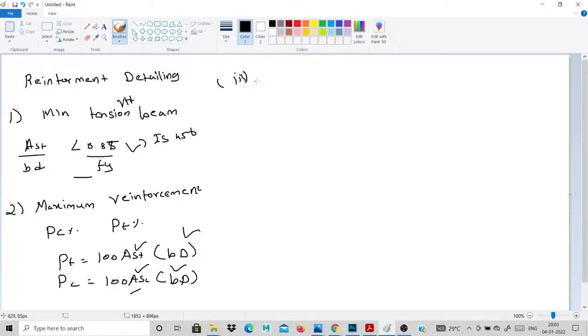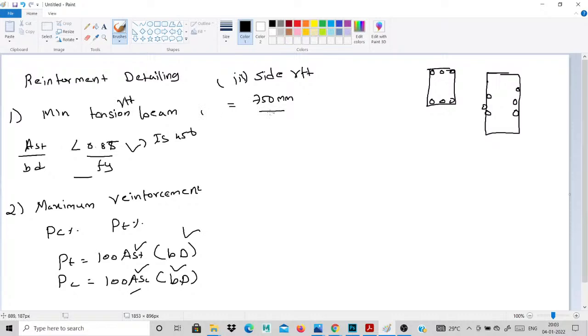The next one is the side reinforcement for your beam. Sometimes you go for single or double reinforcement, where you provide the top and bottom reinforcement only. When you provide side reinforcement, it is provided automatically. If your beam depth exceeds 750 mm, you have to provide the side reinforcement.